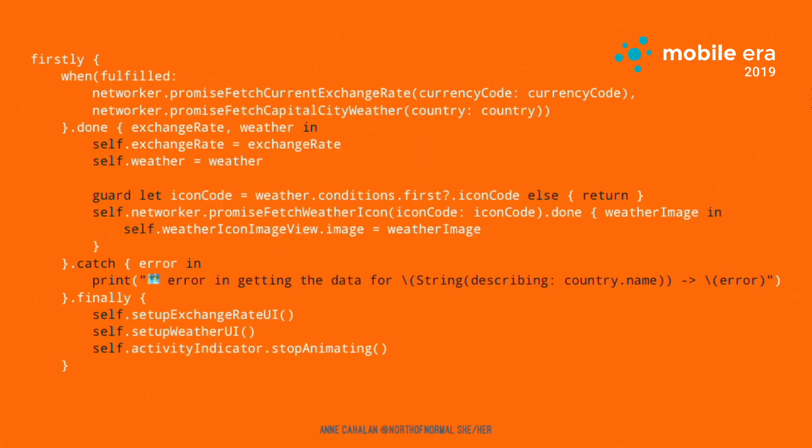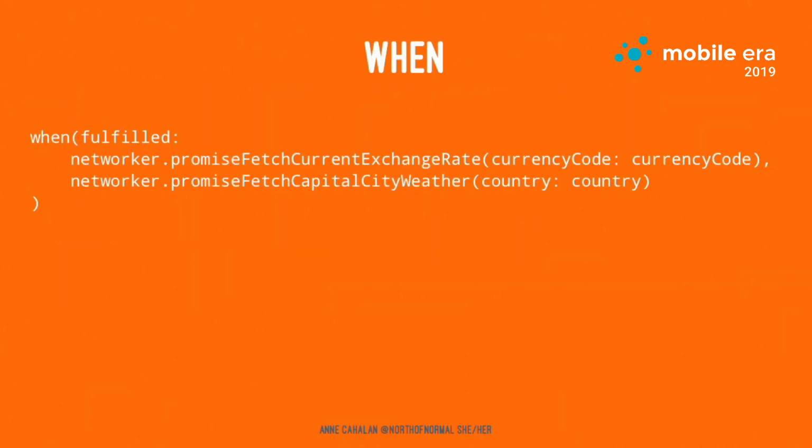There's a lot going on in this one screen. You don't have to try and memorize all of that. I'm going to break it down for you. When is a nifty thing that PromiseKit has, and most other promise libraries have something similar, that takes an array of promises to be fulfilled, and in this case, the promise of an exchange rate and some weather information, and then proceeds only when both of those have been fulfilled. It will wait for both of them to return.